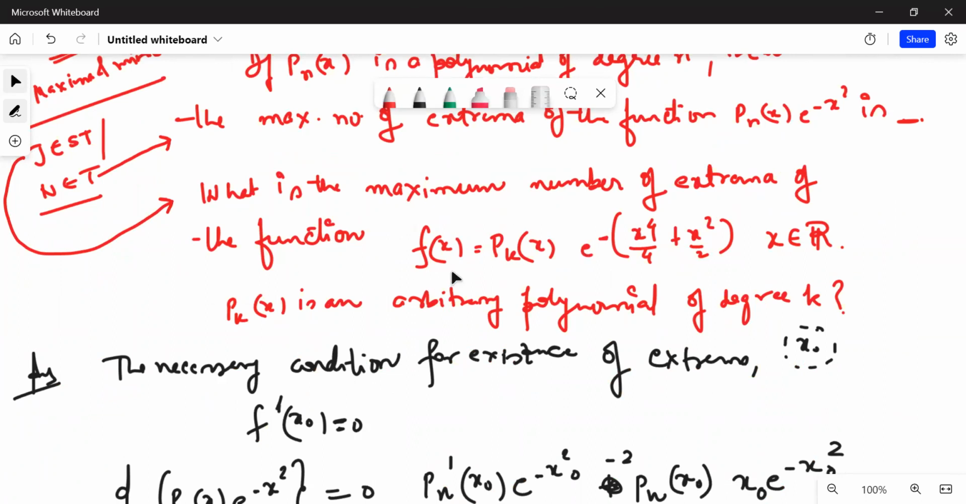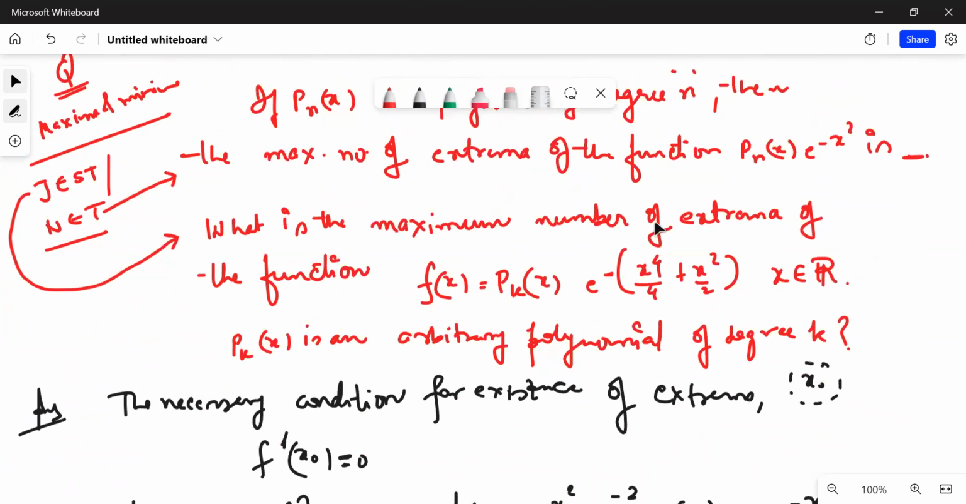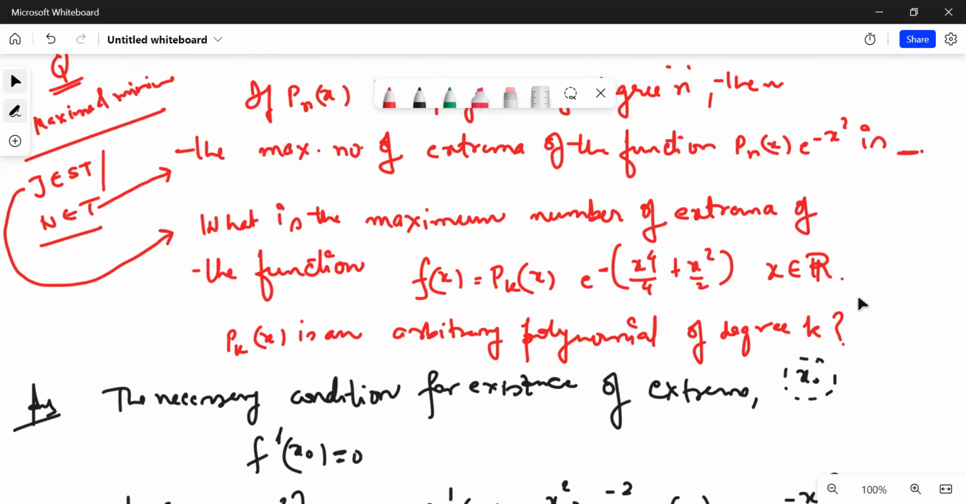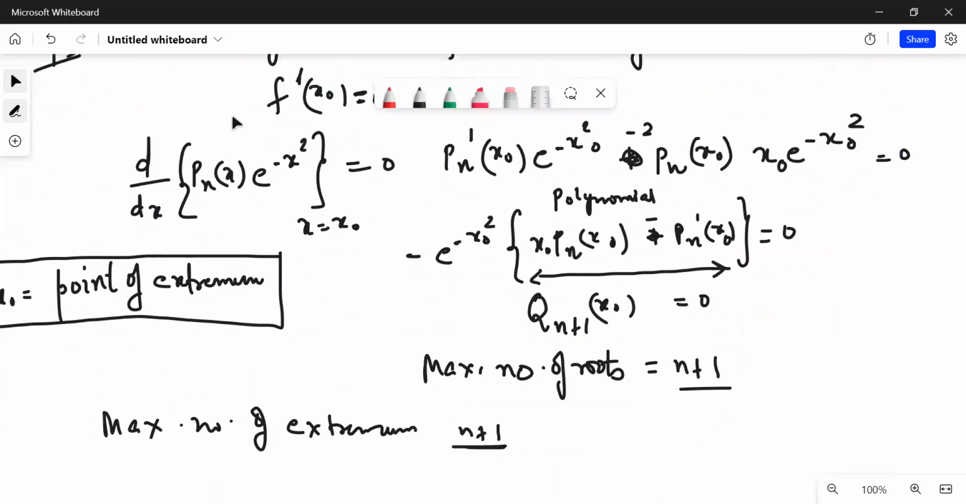What is the maximum number of extrema of the function f of x equal to pkx e to the power minus x to the power 4 by 4 plus x square by 2? However, these questions are not exactly related to Legendre's polynomial, but somehow I thought I should do it right now, so I did it. What do you think an answer would be to this? So k plus 3. K plus 3. Okay, okay. The same steps you will do, and you will be able to understand.